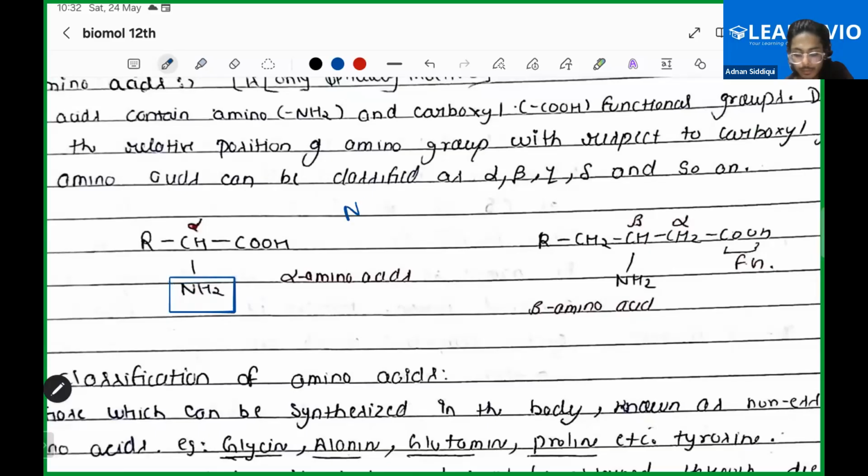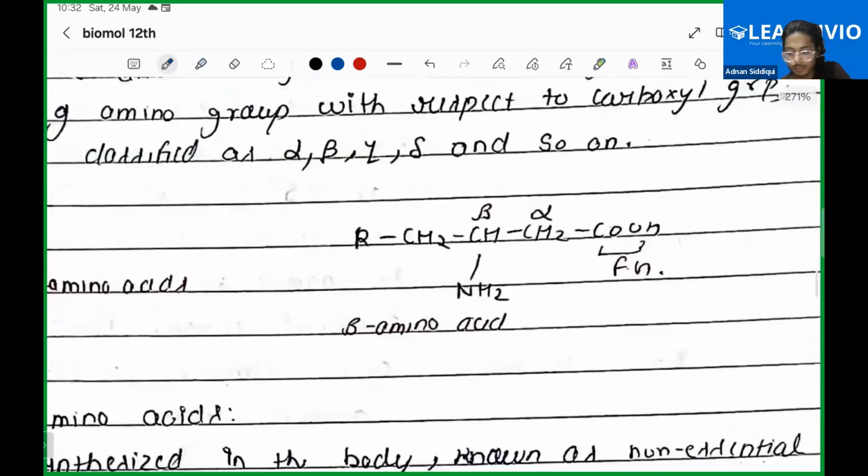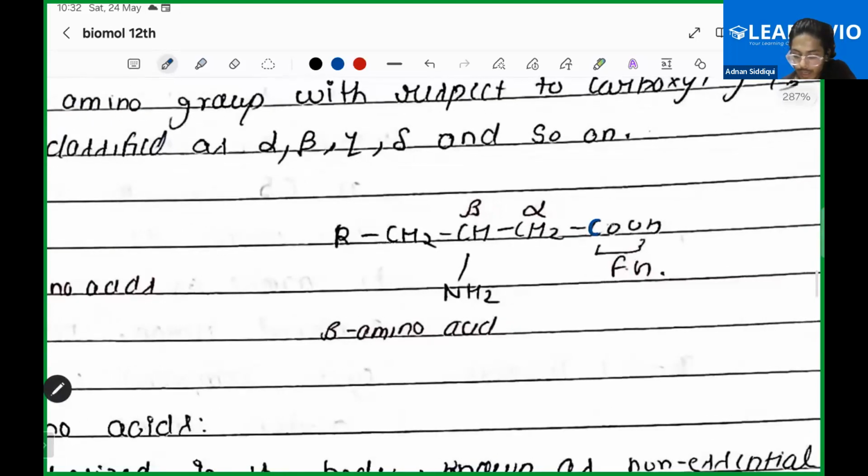This is an amino group, right? Yes, NH2 is an amine. So if at the alpha position to the carboxylic group we have an amino group, then we will call it an alpha amino acid.